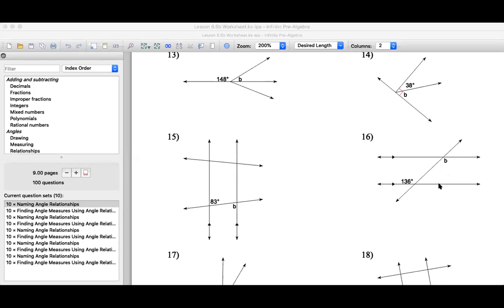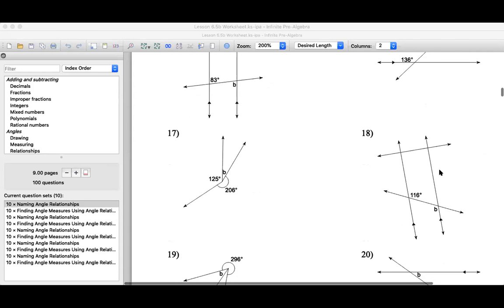Okay, 16. Look at 16. I got 2 parallel lines cut by a transversal. These 2 angles are between the 2 parallel lines. That means they're interior. And notice this one's on the left, this one's on the right. This one's on the top, this one's on the bottom. These are, somebody? Parallel? Clearly the lines are parallel, but these 2 angles are alternate interior angles. And we know that they are congruent, so there's no math involved. B is? 136. Very good.